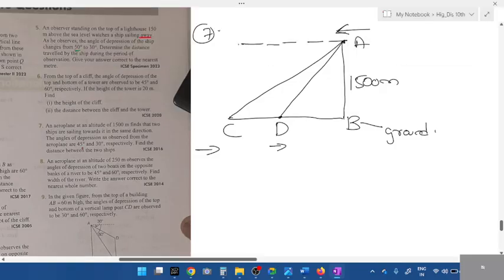What are the two angles given? One is 45 and the other one is 30. Where should I write 45 and where should I write 30? C or D? Very good. D is 45 and C is 30. I've told you all many times, angle of depression, elevation, it's the same. Only the diagram matters. If the diagram is wrong, they'll reduce marks. Okay, write 30 and 45. Now, which line is touching 45 degrees, students?